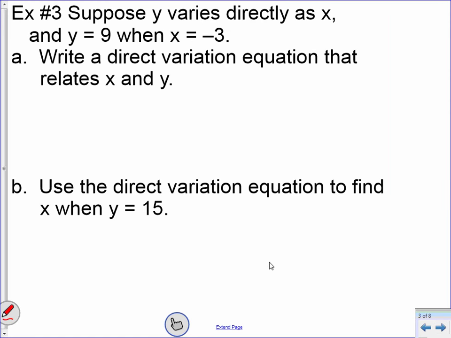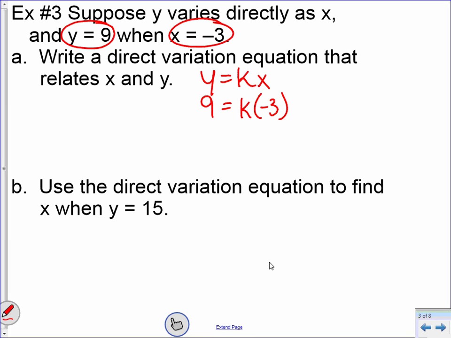Now, suppose we have a word problem here. It says y varies directly as x, and y is 9 when x is -3. Write a direct variation equation. So if we use our direct variation formula, y equals kx, you'll notice there's 3 letters. I was given 2 numbers. If I have 3 letters and 2 numbers, I can plug those 2 in and solve for the missing one. So 9 goes in for y, and -3 goes in for x.